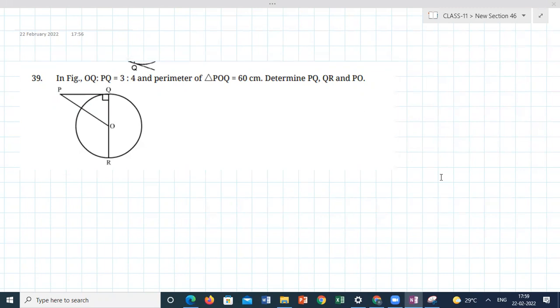Sir, I've got OQ is equal to 15 centimeter and PQ is equal to 20 centimeter and OP is equal to 25 centimeter. Correct.